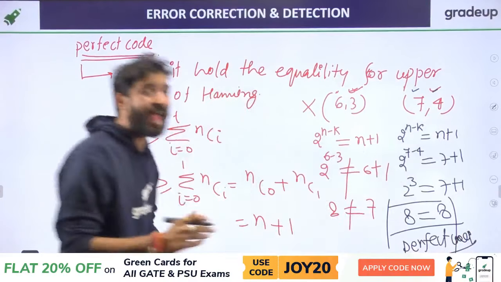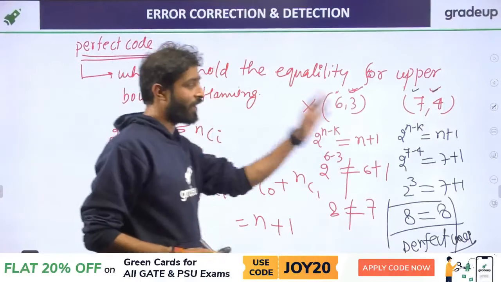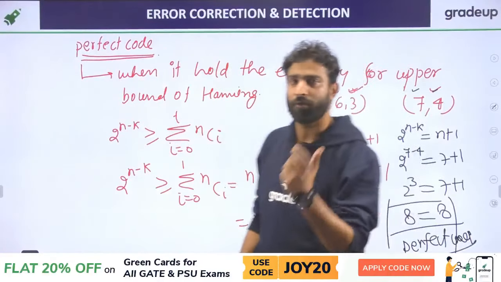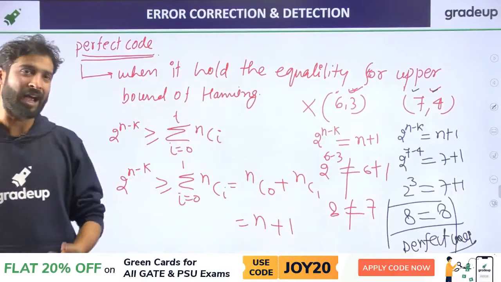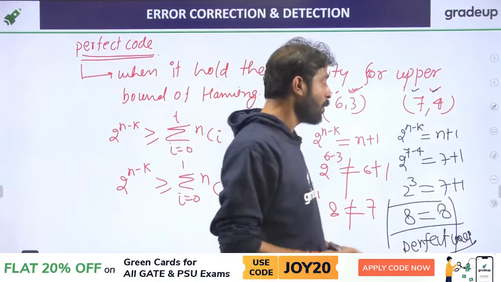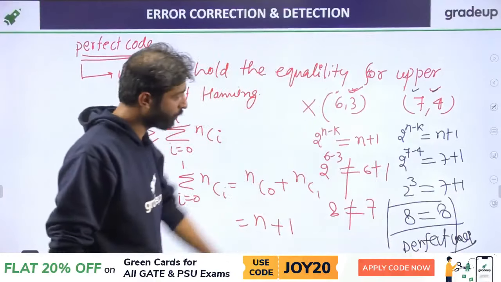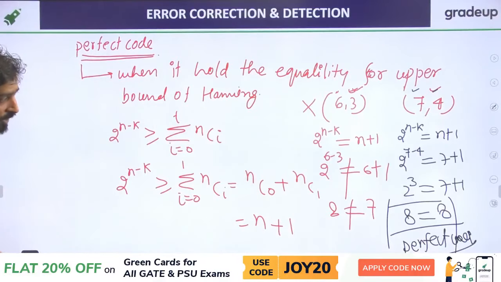So generally, in error detection and correction, I will use (7,4) as a perfect code, and (6,3) is not a perfect code, right? Why is it not a perfect code? It is given in the problem. So I have explained it.